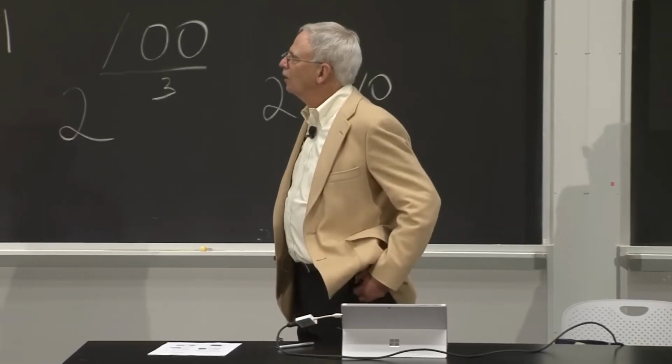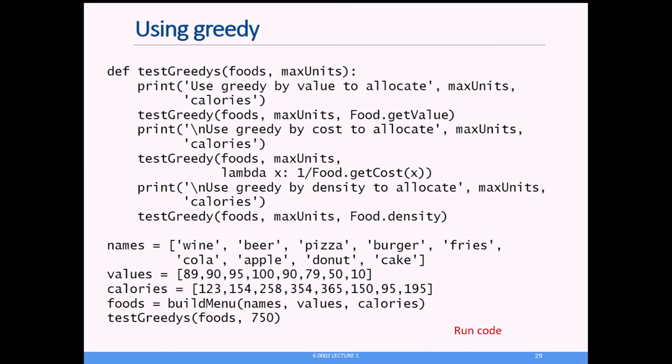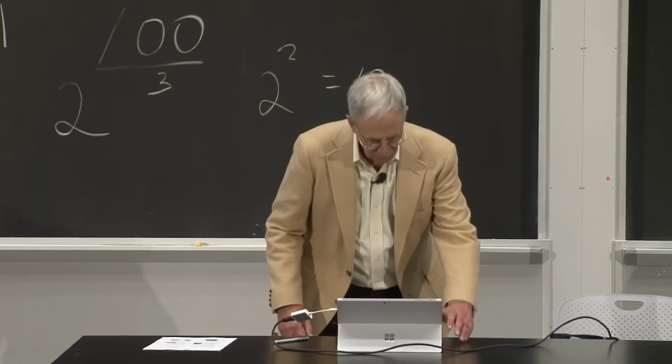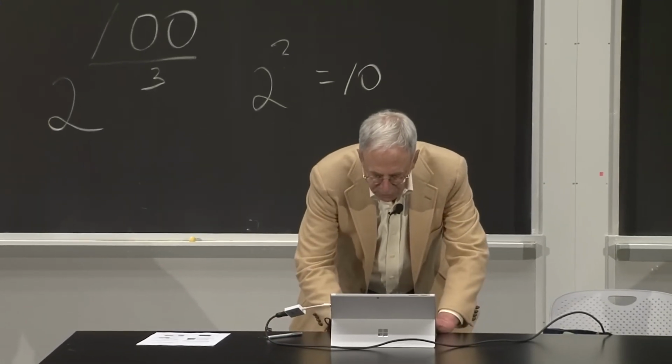All right, let's look at using greedy. So here's this function test greedies. It takes foods and the maximum number of units. And it's going to go through and test all 3 greedy algorithms. And we just saw that, and then here is the call of it. So I picked some names and the values. This is just the menu we saw. I'm going to build the menus, and then I'm going to call test greedies. So let's go look at the code that does this.